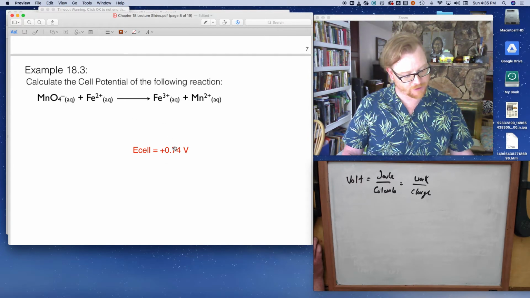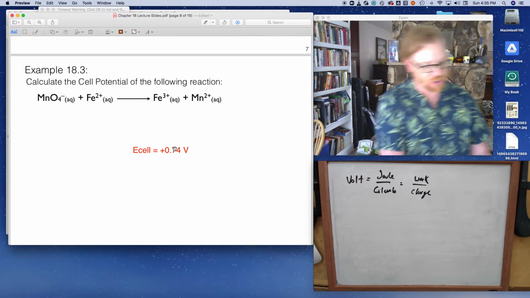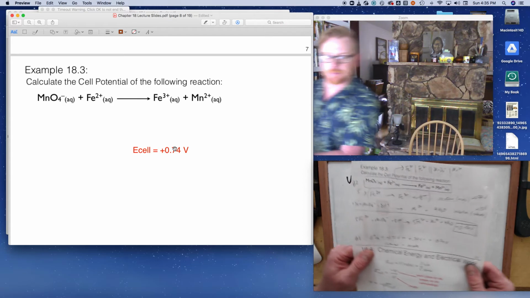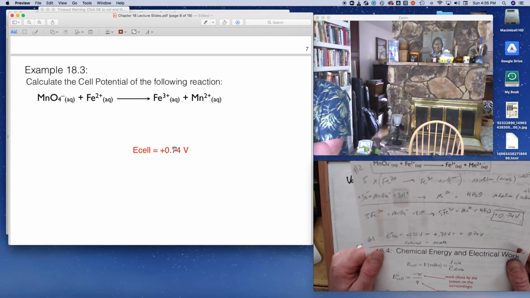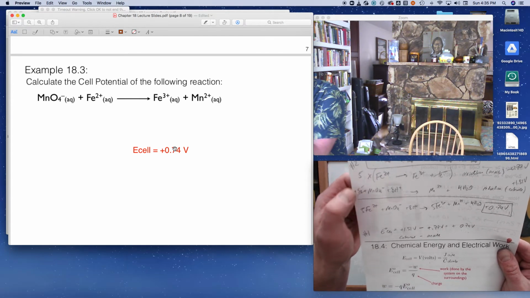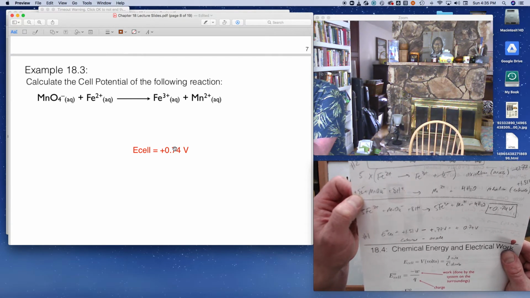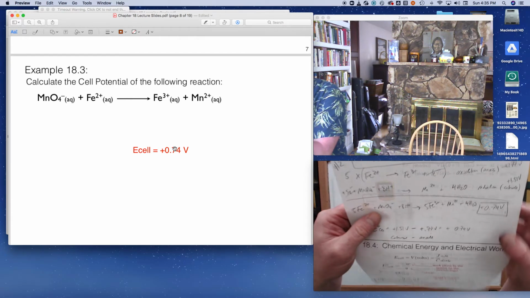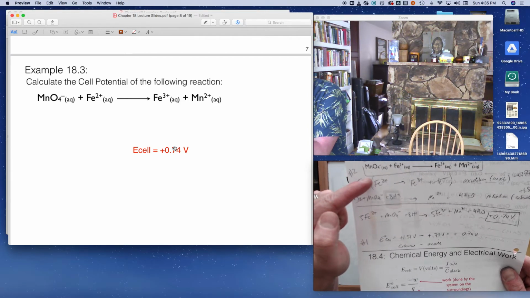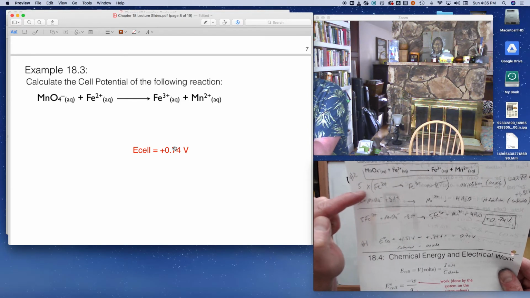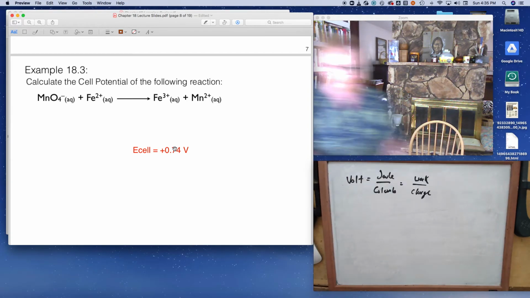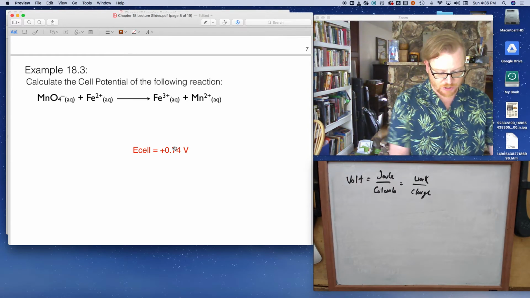I probably should have worked the problem out for you. I'm sorry, I'm feeling lazy. So here's from my notes. There's my iron half. Iron 2 goes to iron 3 and makes 1 electron. And then I have to do this trick where I add the 8 protons and the 4 waters, etc. But when I get 1 electron out of this half and 5 electrons out of the other, I multiply this by 5, but it still doesn't change the voltage. Okay? It does not change the voltage.